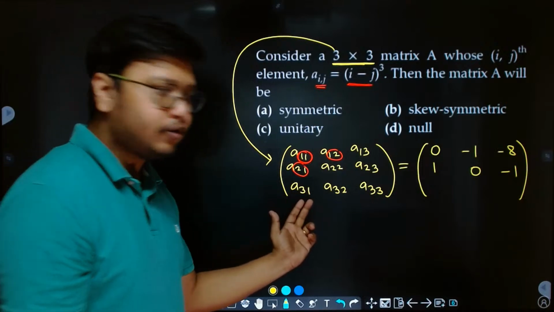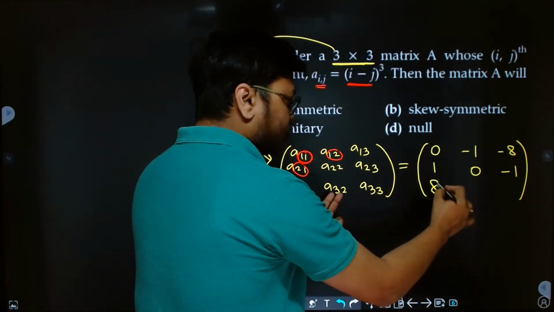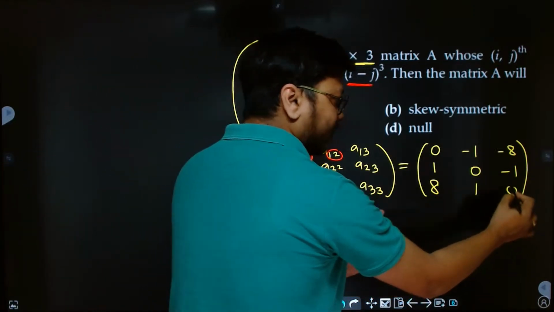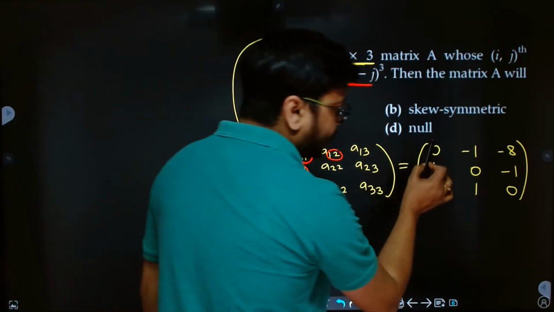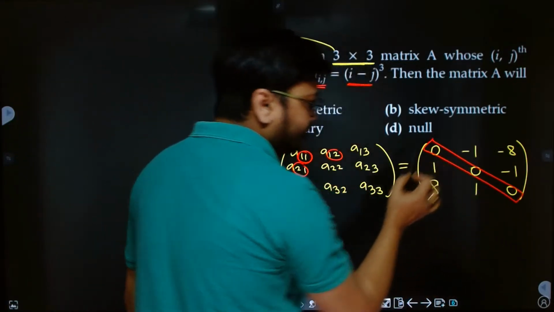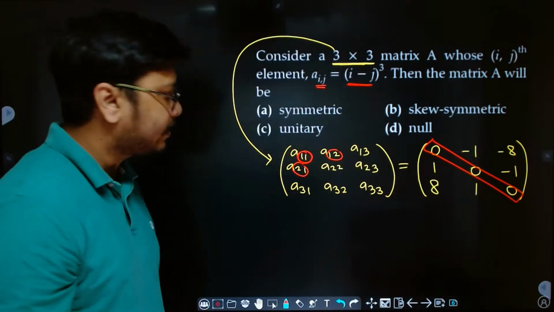3 minus 1 whole cube, that's 8. 3 minus 2 whole cube, that's 1. 3 minus 3 whole cube, that's 0. So you can see this is definitely a skew symmetric matrix because its principal diagonal is 0. That's the first requirement of a skew symmetric matrix.